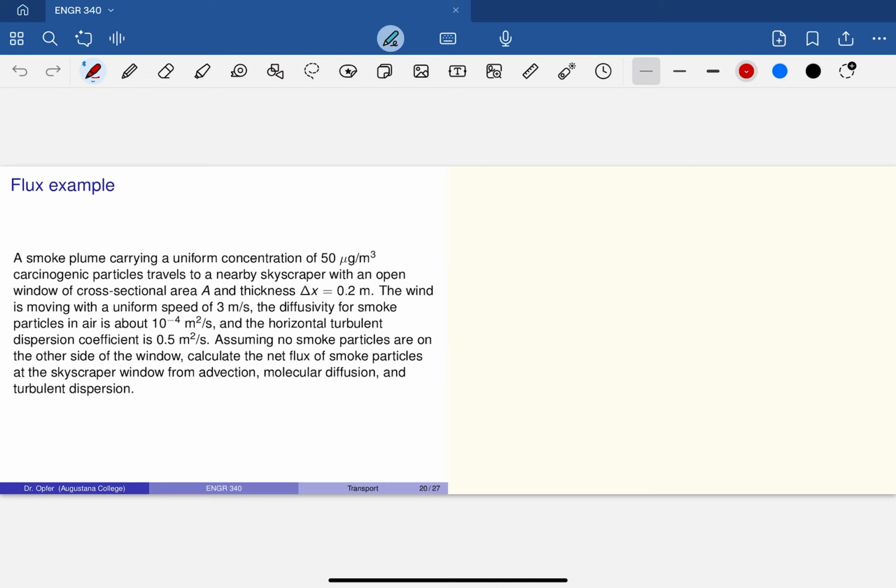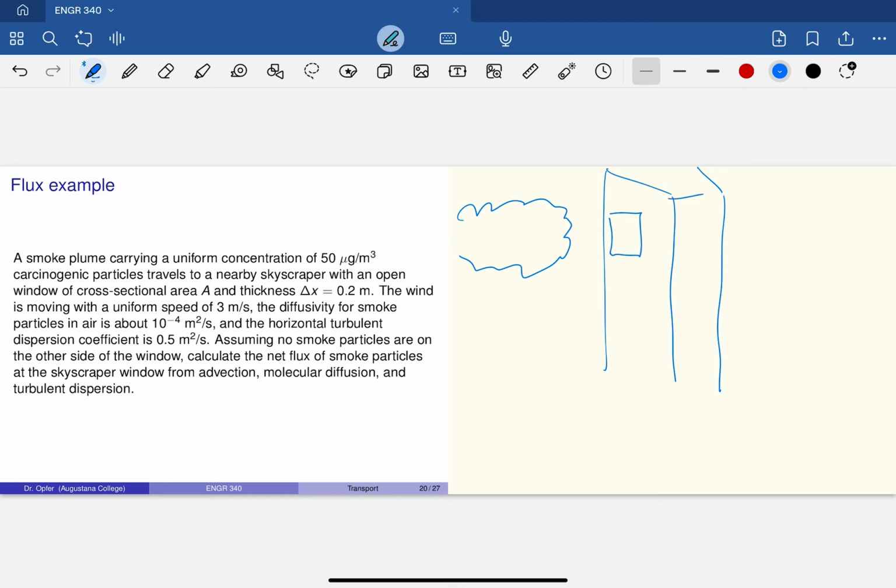Okay, so let's draw just a quick little picture. I've got some sort of smoke plume coming in. Here's my building. And then I've got some open window here with cross-sectional area A, and it's going to have its own little thickness into the building, which is given by delta X.